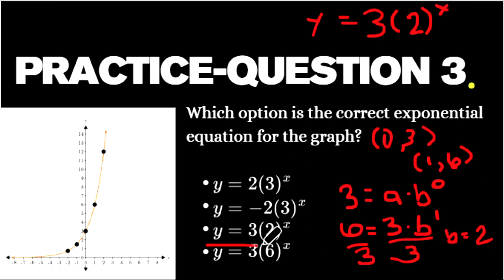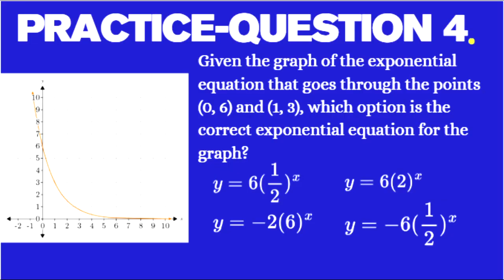So it's this one. And these may not be in the same order on yours, so don't just pick number 3 and assume you're going to get it right. Practice question number 4, given the graph of the exponential equation that goes through the points (0, 6) and (1, 3), which option is the correct exponential equation for the graph? Pause it, figure it out, come back.